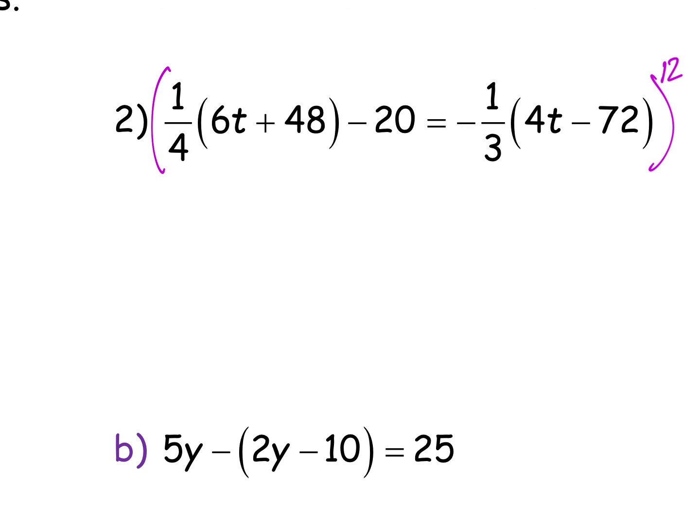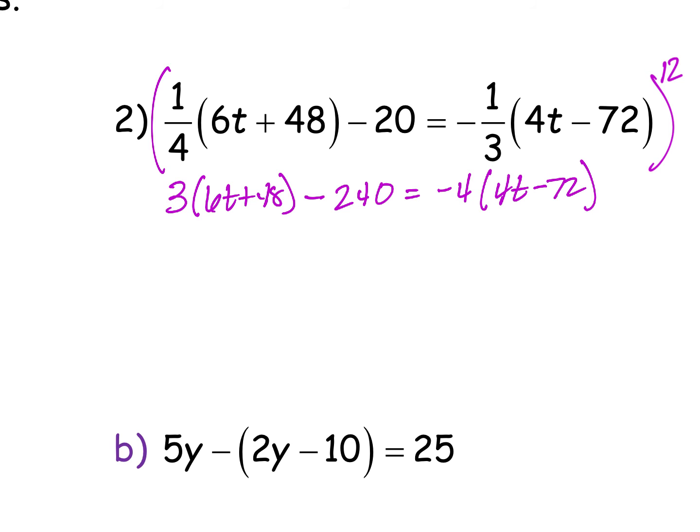Okay? So 1/4 of 12 is what? 3. So this becomes 3 times 6t plus 48. Because I'm multiplying, I don't have to change anything inside my parenthesis. Minus 20 times 12, 240. Equals 1/3 of 12 is 4, so that'll be -4 times 4t minus 72. No more fractions. Is that problem easier? Yeah. Okay.